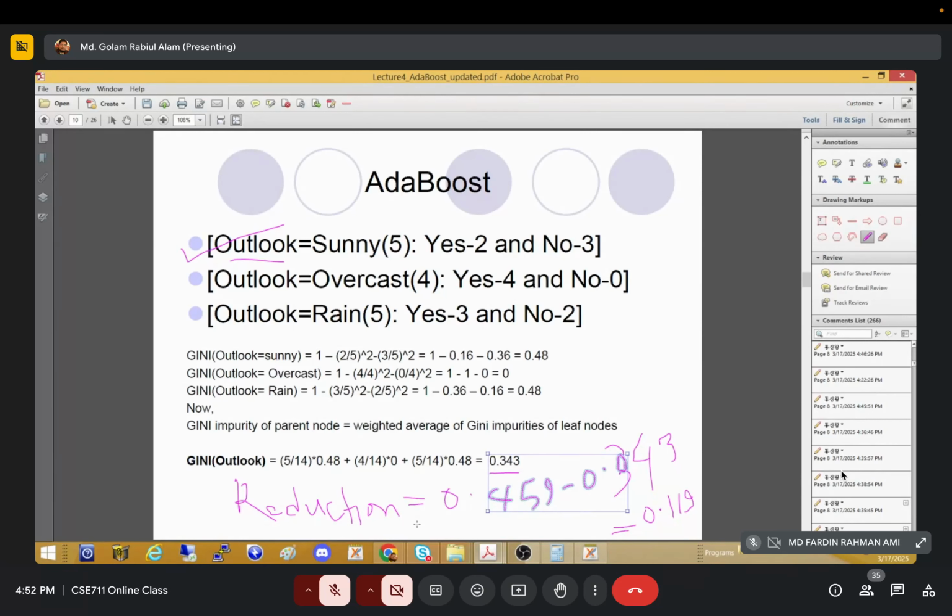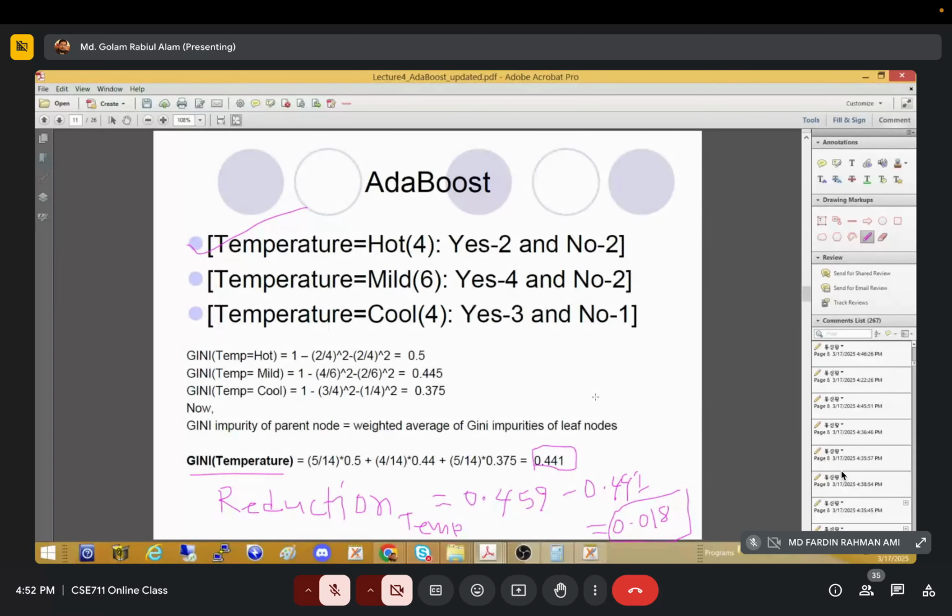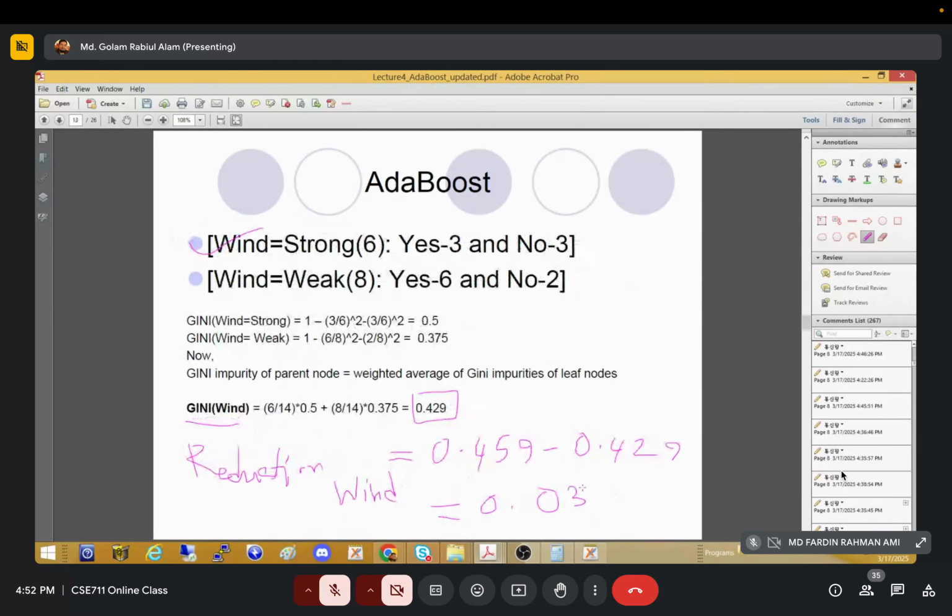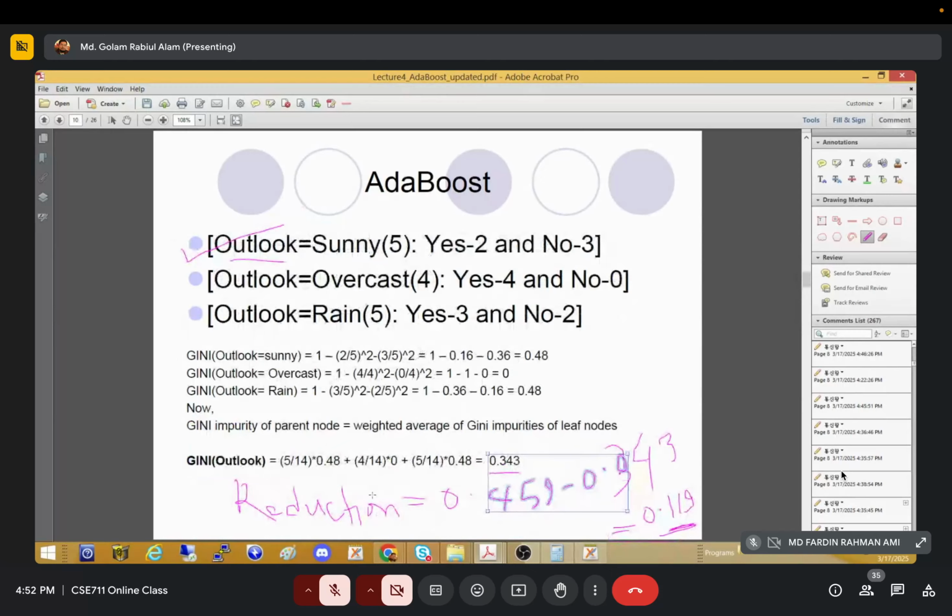The higher the gain is better, or you can say the higher the reduction is better. Here we can see the gain for outlook is 0.119. If we compare 0.119, then 0.018, then 0.092, and then 0.03, the highest reduction we got is from outlook. So that is the highest gain, the highest reduction.